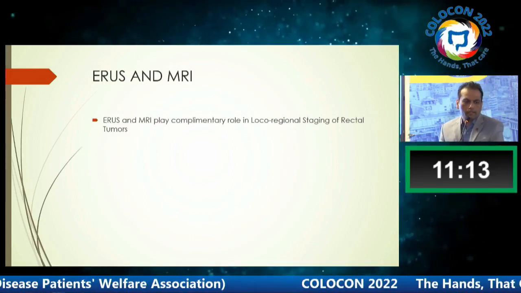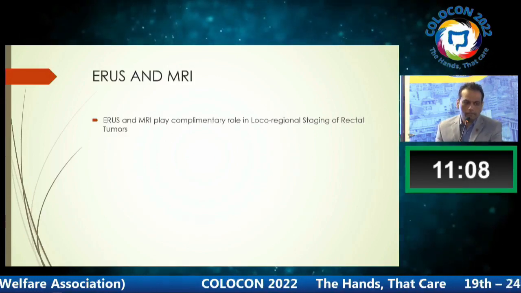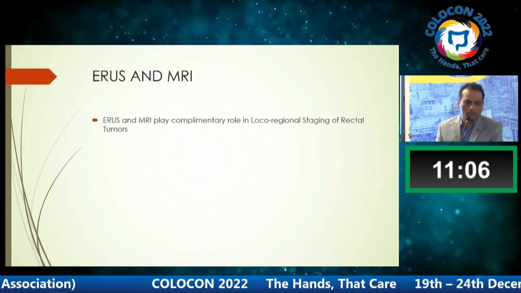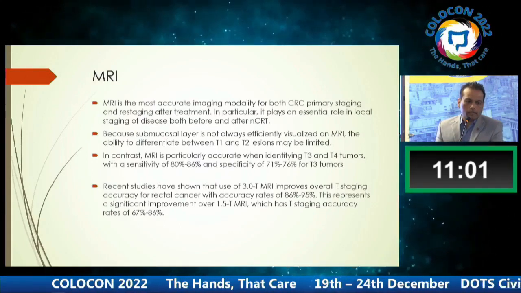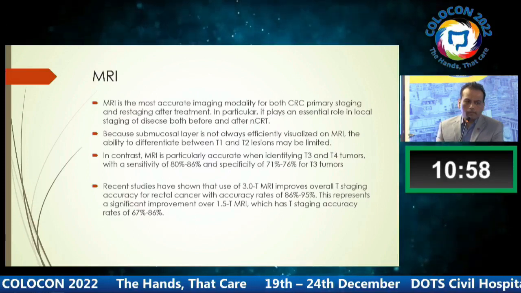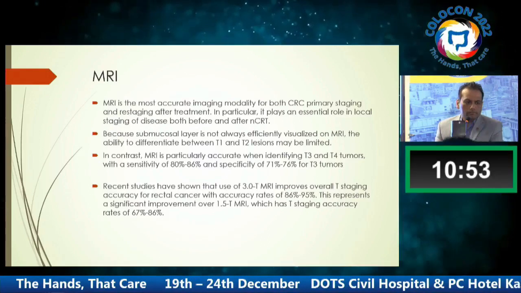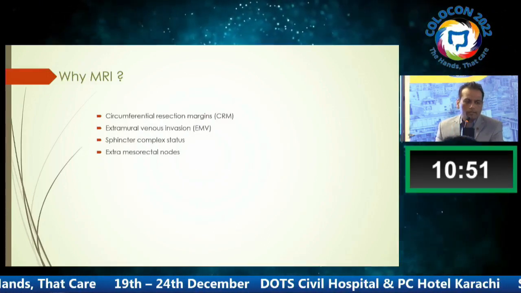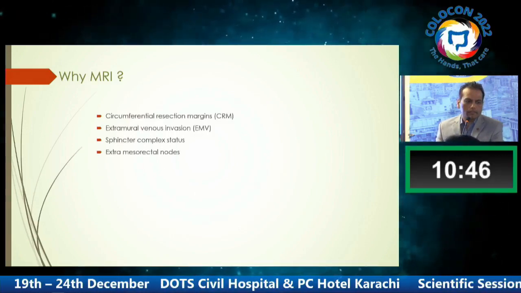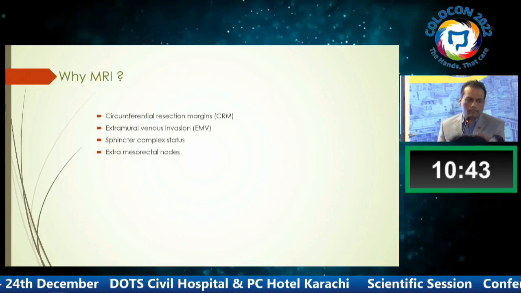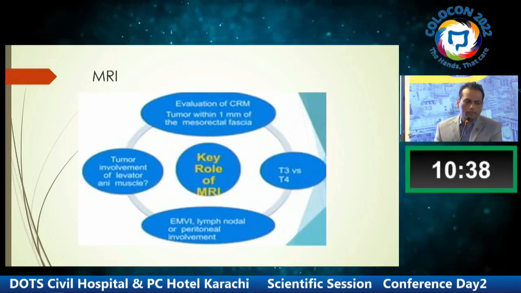Endorectal ultrasound and MRI role in local staging. MRI has already been discussed, so I will try to focus on endorectal ultrasound. As we know, MRI is the accurate modality for imaging of primary colorectal carcinoma for its local extent. So MRI is done for circumferential resection margins, extramural vascular invasion, sphincter complex involvement, and extramesorectal lymph nodal involvement.